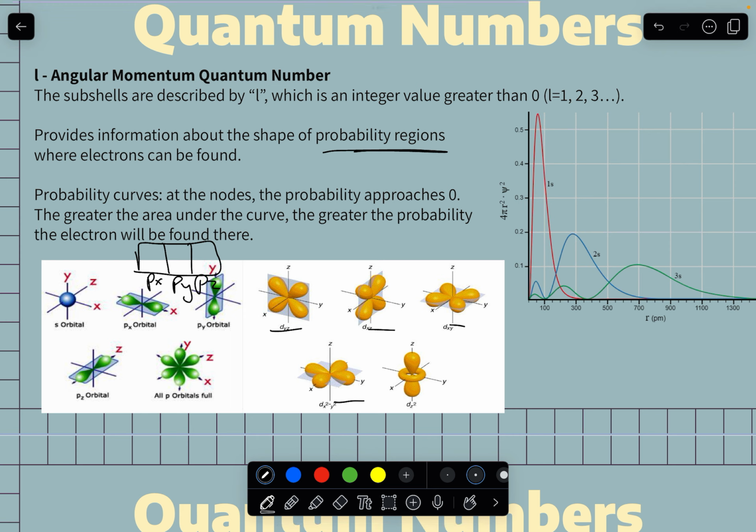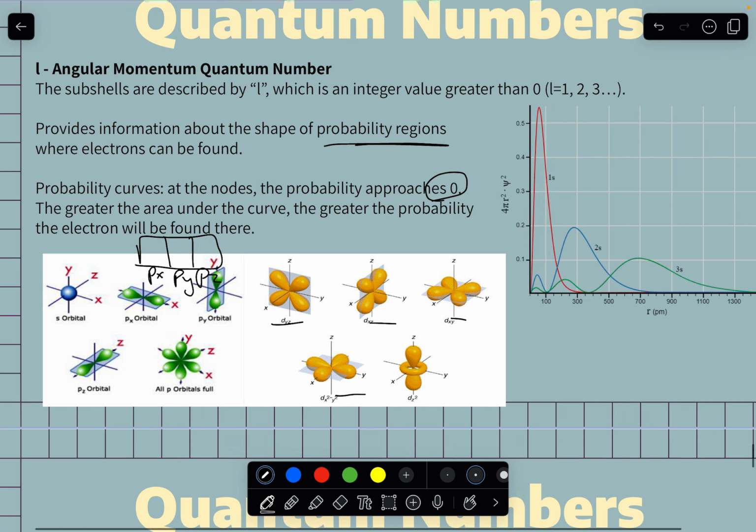You can also see this graphically, right? So probability curves, the node. The node is where it touches the x-axis. That's where the probability approaches 0. So that means the electrons are not there. And then the greater the area under the curve, the greater the probability the electron will be there.